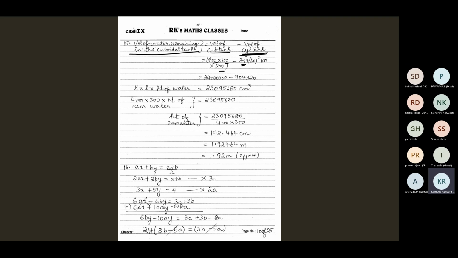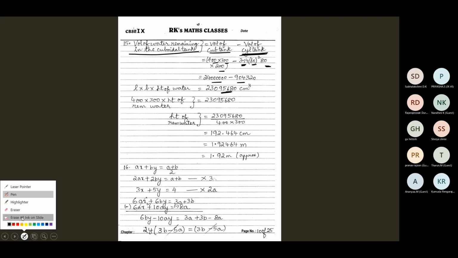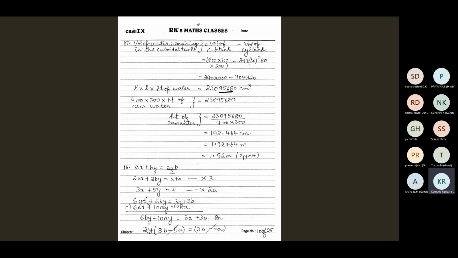Pi is given as 3.14, r square h. So that works out to this, and this is the volume of the water remaining in the sump. And how do you express that? How do you find the volume of water remaining in the sump?